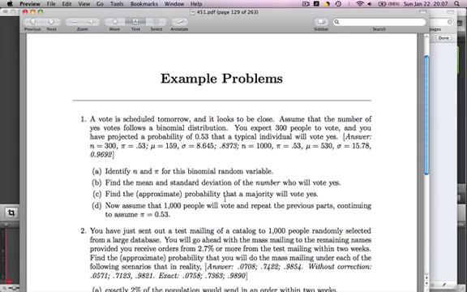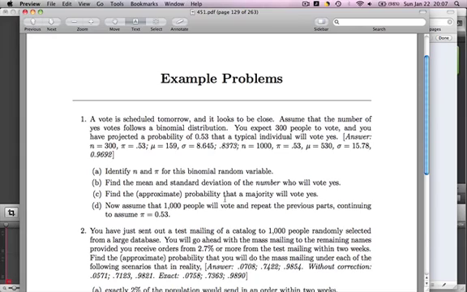We just talked about the normal approximation of the binomial. Let's do a couple problems now. So page 129 or so, we have problem number 1. Some vote is scheduled for tomorrow and it looks close.